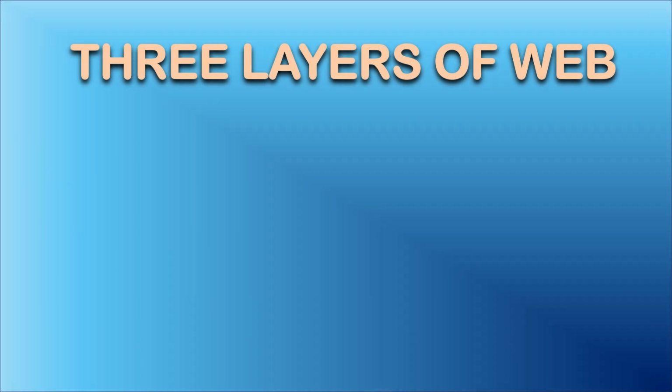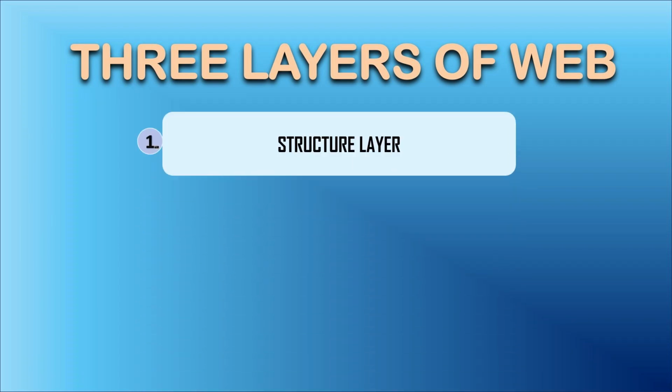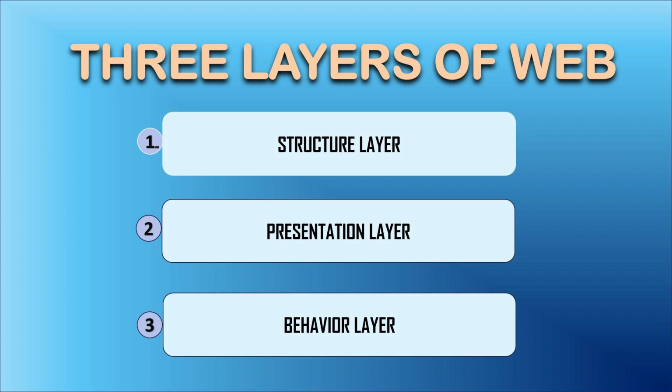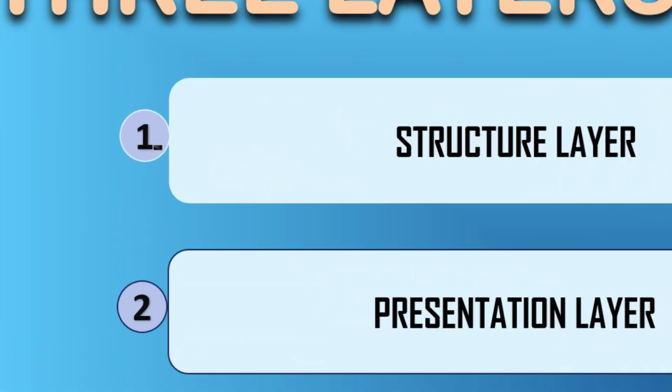The websites we view in browsers are divided into three layers, known as the three layers of web. These layers are 1. Structure layer, 2. Presentation layer, 3. Behavior layer. Each layer in a web page is handled by a specific technology.